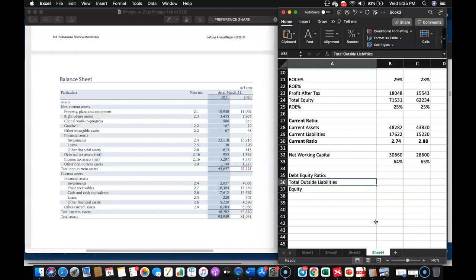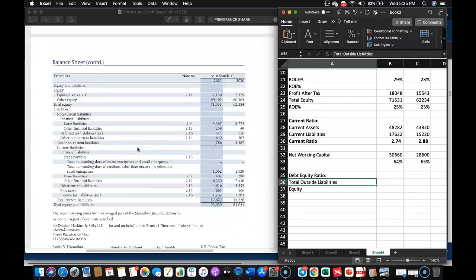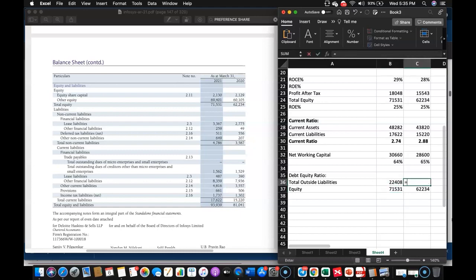Let's take total outside liabilities. Going to the balance sheet, equity and liability section, total equity is 71,531. Previous year it is 62,234. Total outside liabilities is simple: take this total and subtract equity. So 93,939 minus 71,531, and in the previous year 81,041 minus 62,234.